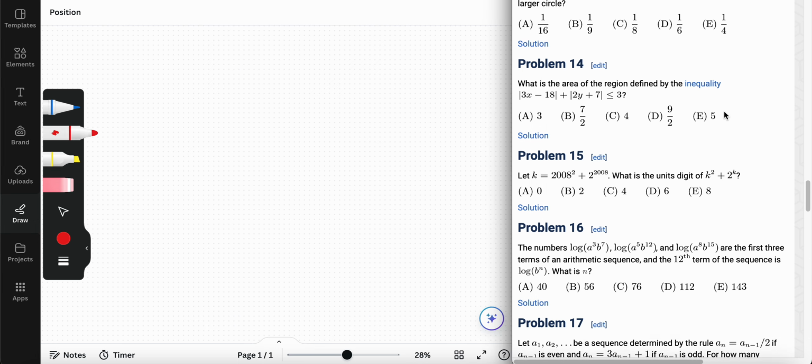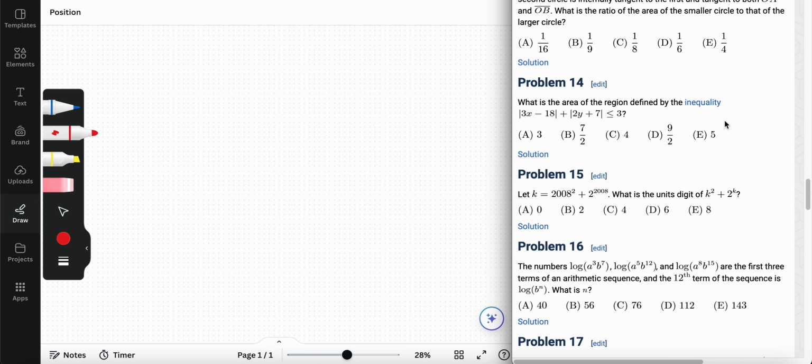Okay, moving on to problem 14. What is the area of the region defined by this inequality? This is pretty difficult to find like this, but what I can do is shift this entire graph, because shifting a graph won't affect the area. It's just going to affect where the graph is on the coordinate plane. It's not going to affect the actual area.